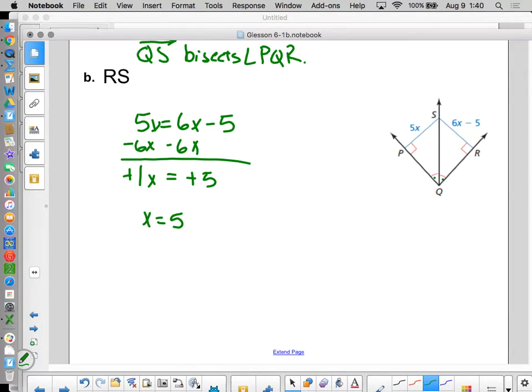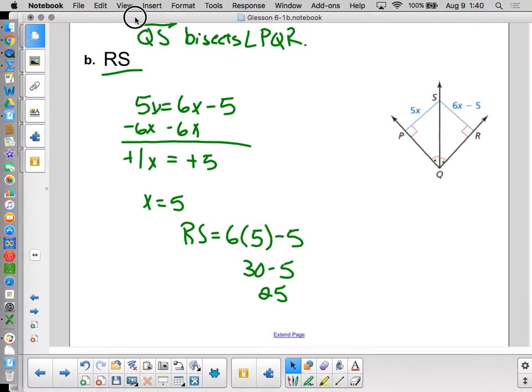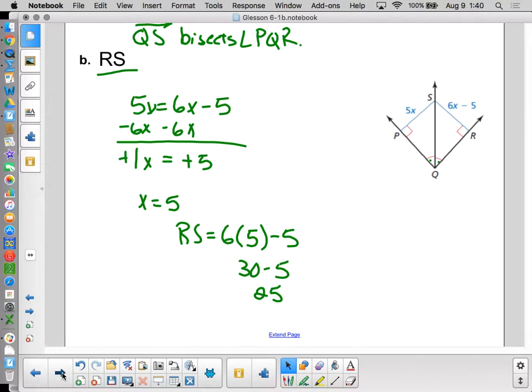Am I done? Nope, I want to find RS. So I have to substitute back in. RS is 6 times x minus 5, 30 minus 5, which is 25. And I could confirm that by finding PS, which better be the same. 5 times 5 is 25. Boom, we're done. So everything's working exactly the way it should. Not a problem at all.